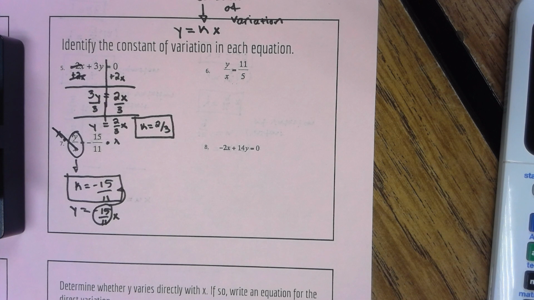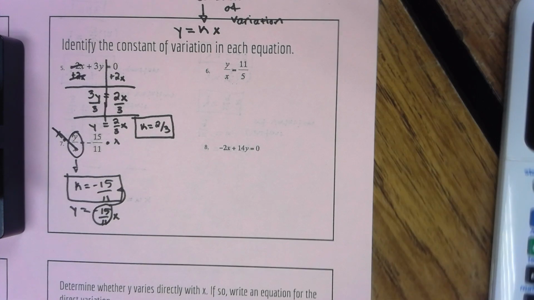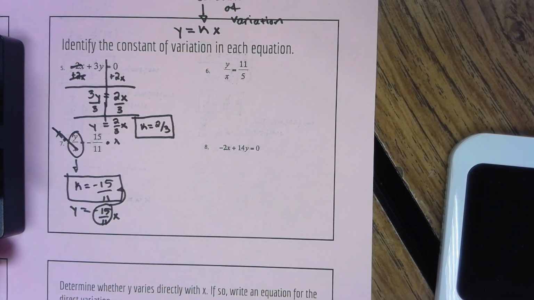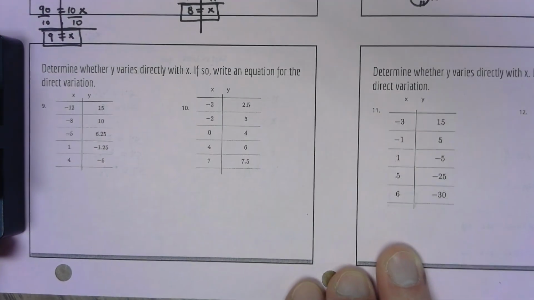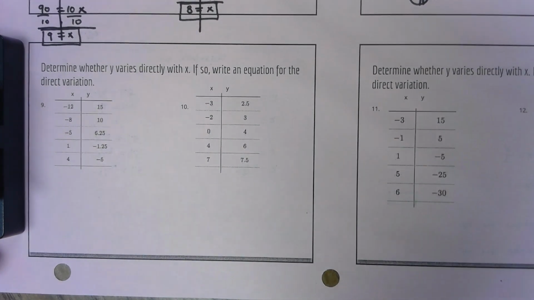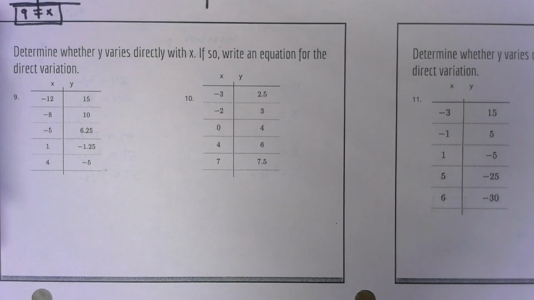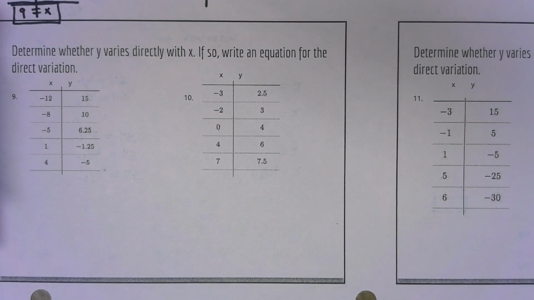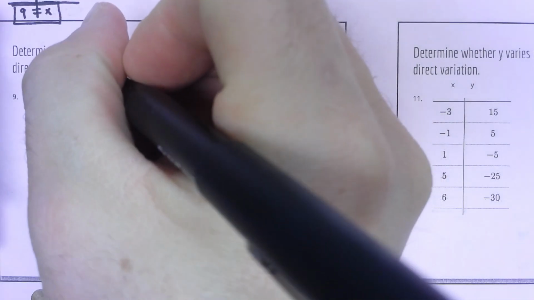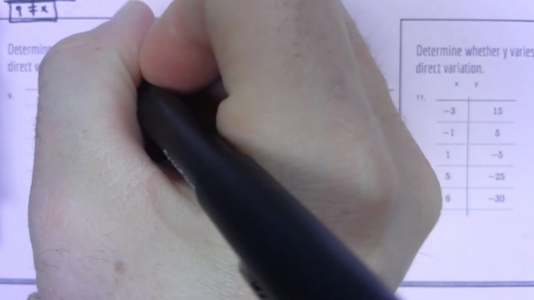Okay, let's go through these last two tables, and then I'll let you all finish these examples and then get you all going on the homework. With our tables, if we want to determine if y varies directly with x, we got to see, does every y divided by x give us the same thing? So we're going to check, what is y divided by x? What does that equal? So 15 divided by negative 12.